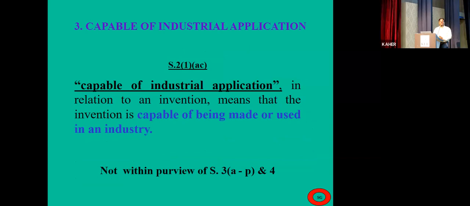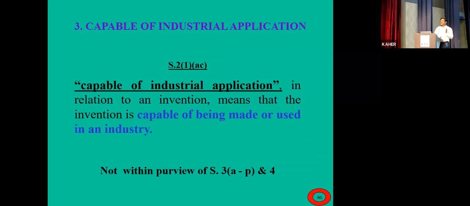And capable of industrial application means it is being made or used in any type of industry, whether it is a pharma industry or agriculture industry or FMCG, or it can be electronics, electrical, mechanical, any type of industries. There should be some advantage or utility for that product or process. So if that is there, then it is capable of industrial application.